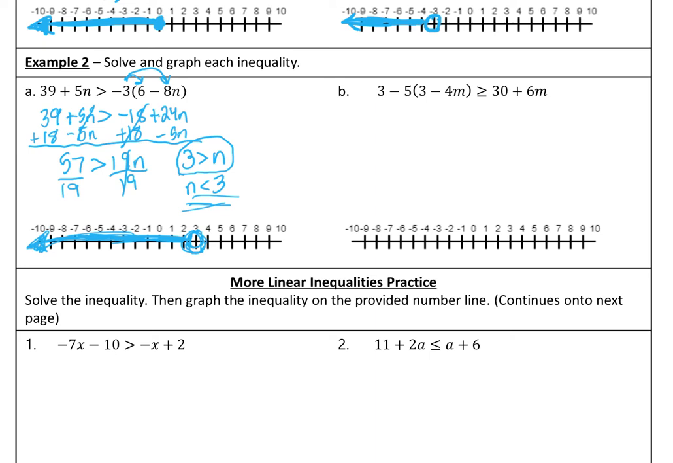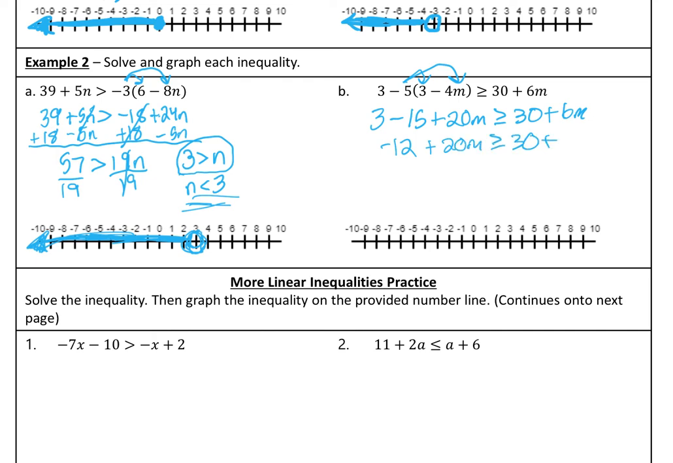And that's how we're going to do this, is that I'm going to say, let me get rid of the parentheses by timesing by -5. The 3 stays a 3 for now. And then we've got -15 plus 20m is greater than or equal to 30 plus 6m. So then we can add these like terms right here. 3 minus 15 is -12.